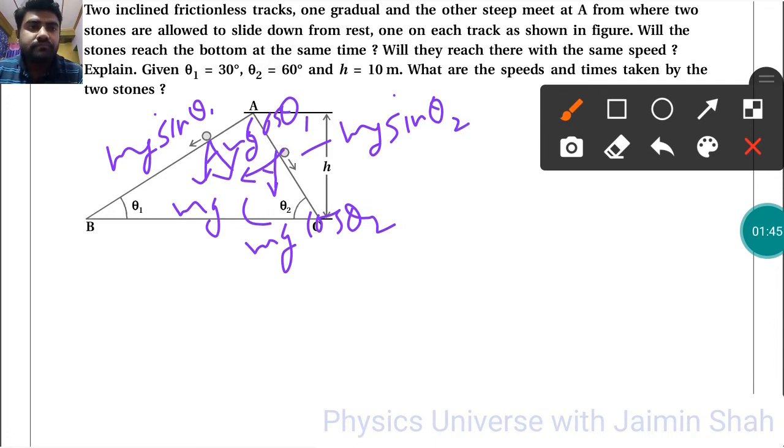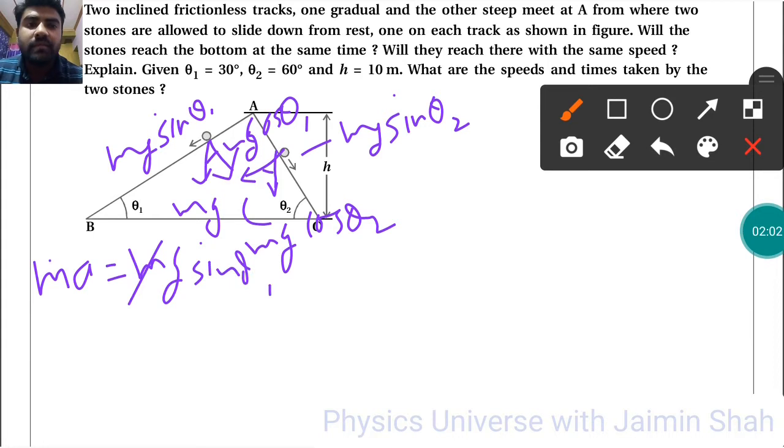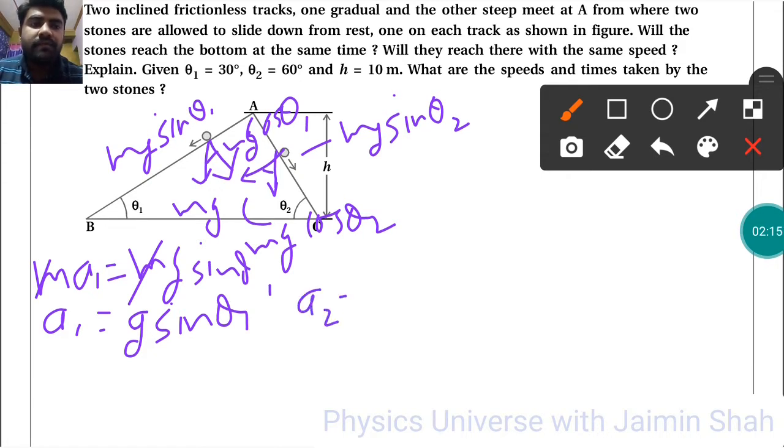Now see the acceleration. Force ma is equal to mg sin theta 1. That is our first equation. The m gets cancelled out, so the acceleration of object 1, a1, is equal to g sin theta 1, and for the second, similar things happen: a2 is equal to g sin theta 2. So that is a1 and a2.